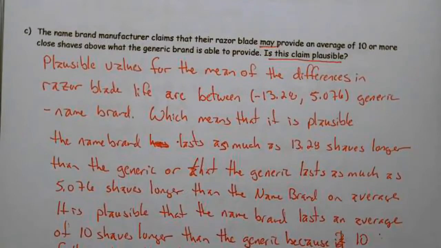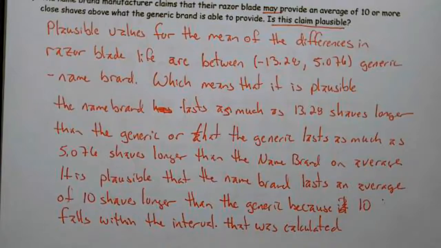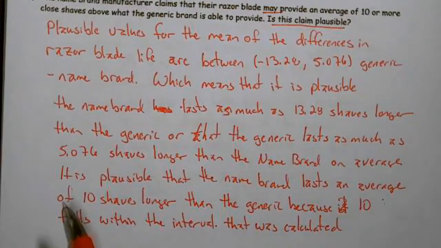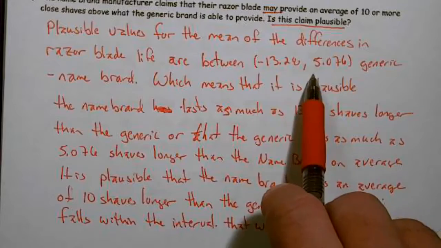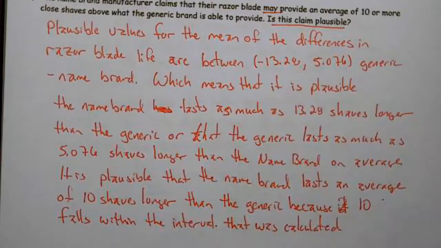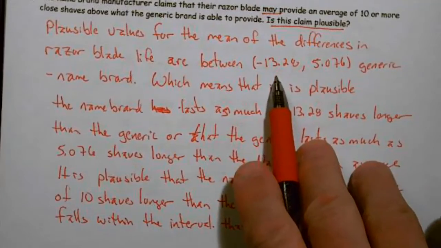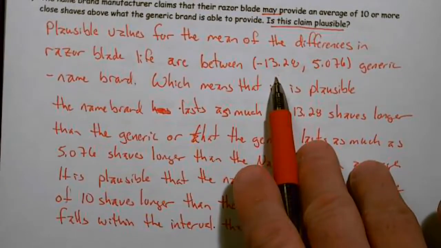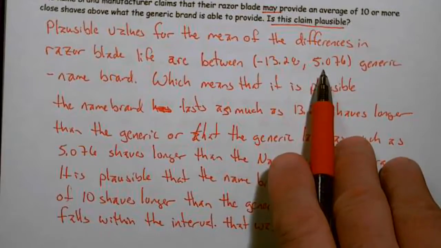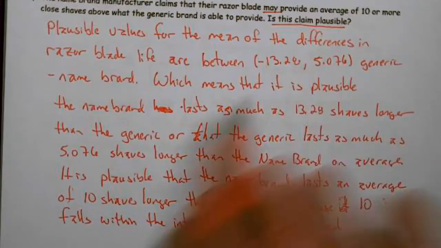So on average, it is plausible the name brand lasts an average of 10 shaves longer than the generic, because 10 falls within the interval that was calculated. All right, pretty tricky there because we're just looking at a negative. Had we swapped the order and we went name brand minus generic, it would have been a little bit more obvious that it was plausible. But basically, we just said, hey, you know what? The name brand could last as much as 13.28 shaves on average longer, but we also said the generic could last that. So any value between there is plausible.